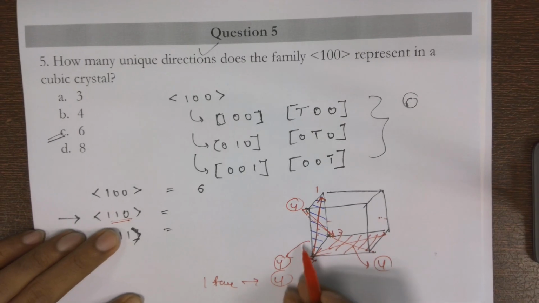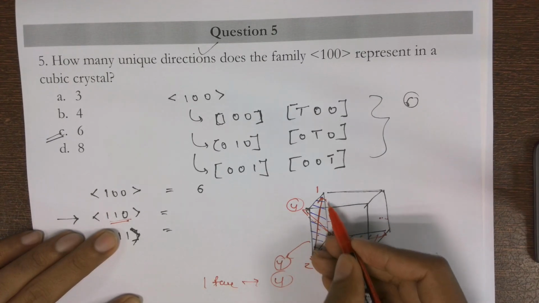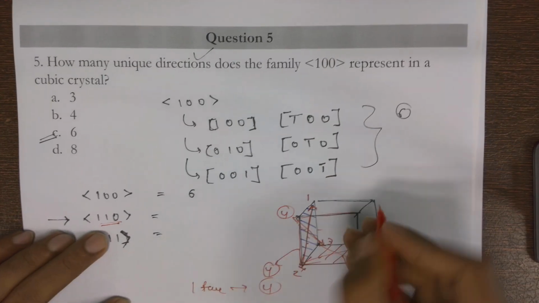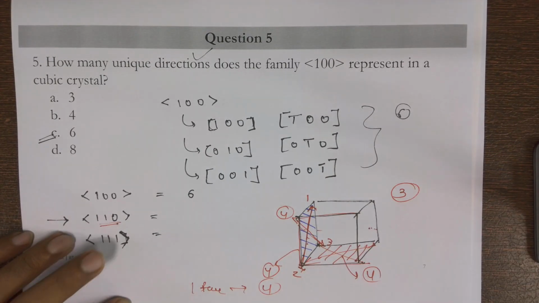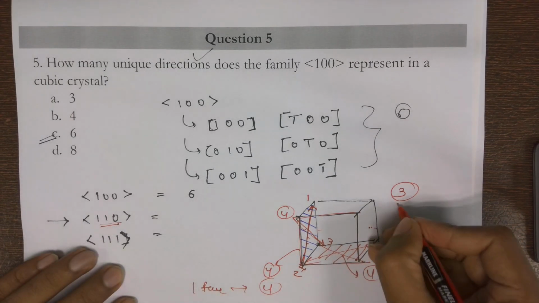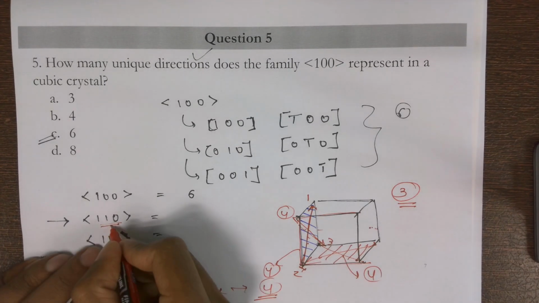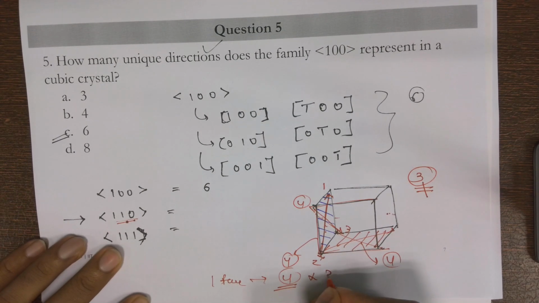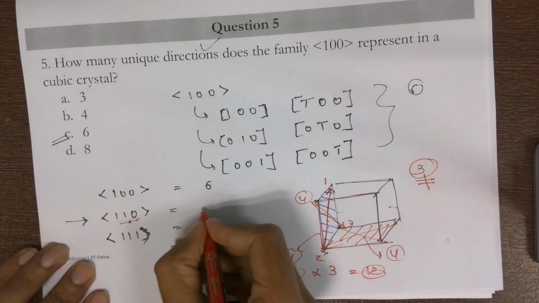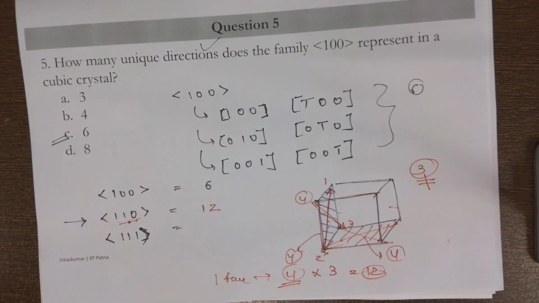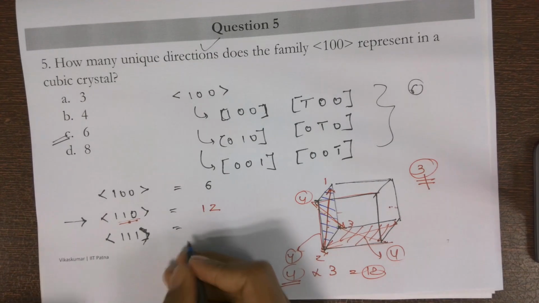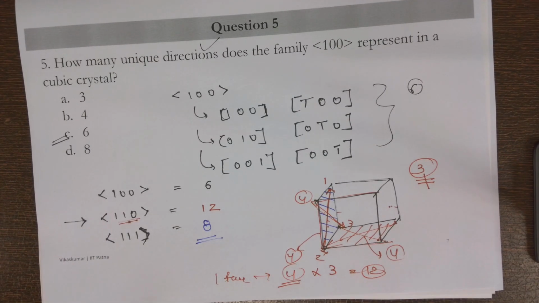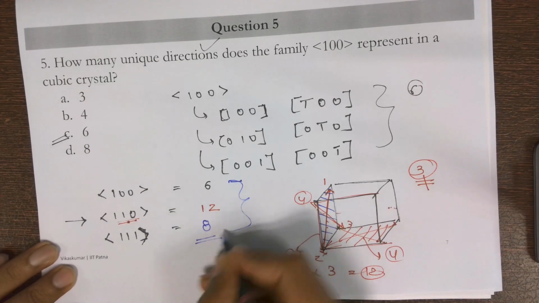How about this vertical face, which is this one? I hope we are able to get this. So we have a total of 3 unique faces over here. In these 6 faces of the cube, we have 3 unique faces, and each of them has 4 of these particular directions. So the right answer will be 4 multiplied by 3, that is 12. So 110 will have 12 of this, and 111 is 8. So this is how we have solved this question.